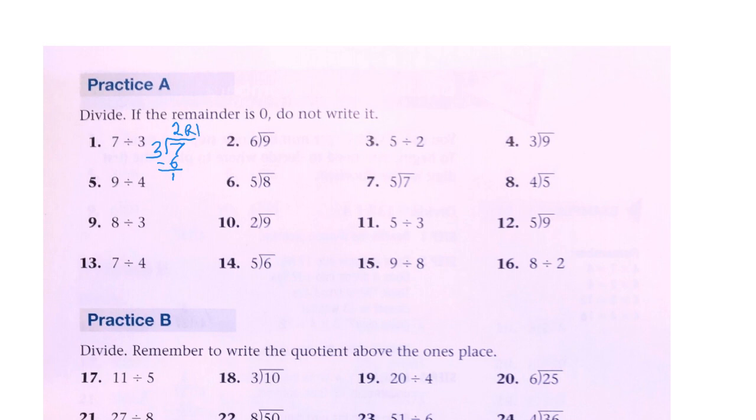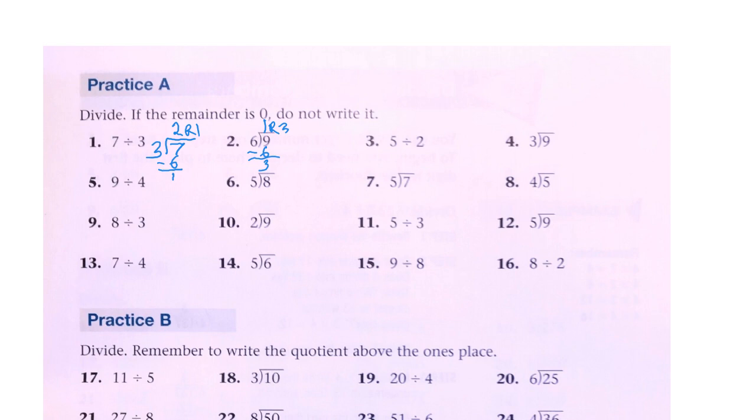Let's do number 2. It already has the division box. 6 can go into 9 one time. 1 times 6 is 6. 9 minus 6 is 3. So we have 1, remainder 3.